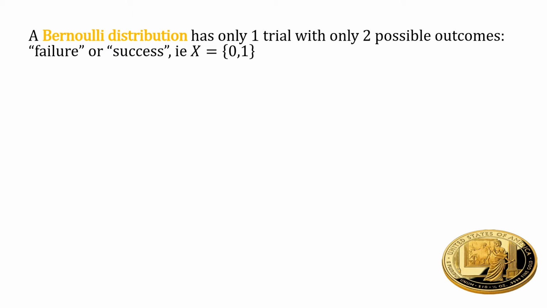Today we're going to be looking at the binomial distribution. Last time we looked at the Bernoulli distribution. That's where we only had two possible outcomes, either a failure or a success, but it was only one trial, only one thing was occurring. We weren't doing multiple trials.